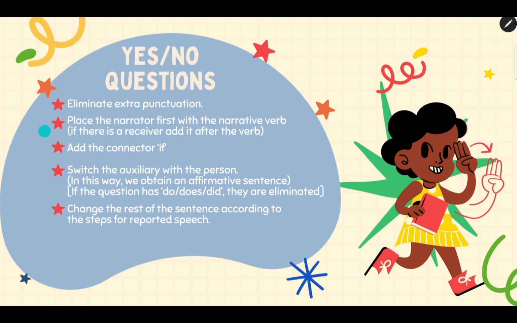So the first two steps, you already know them. The third one is to add the connector "if." The fourth one, switch the auxiliary with the person. In this way, we obtain an affirmative sentence. And check, guys, here, a note. If the question has do, does, did, they are eliminated. So you have to eliminate them. If you see the auxiliaries do, does, or did, remember to eliminate them. And at the end, change the rest of the sentence according to the steps for reported speech.